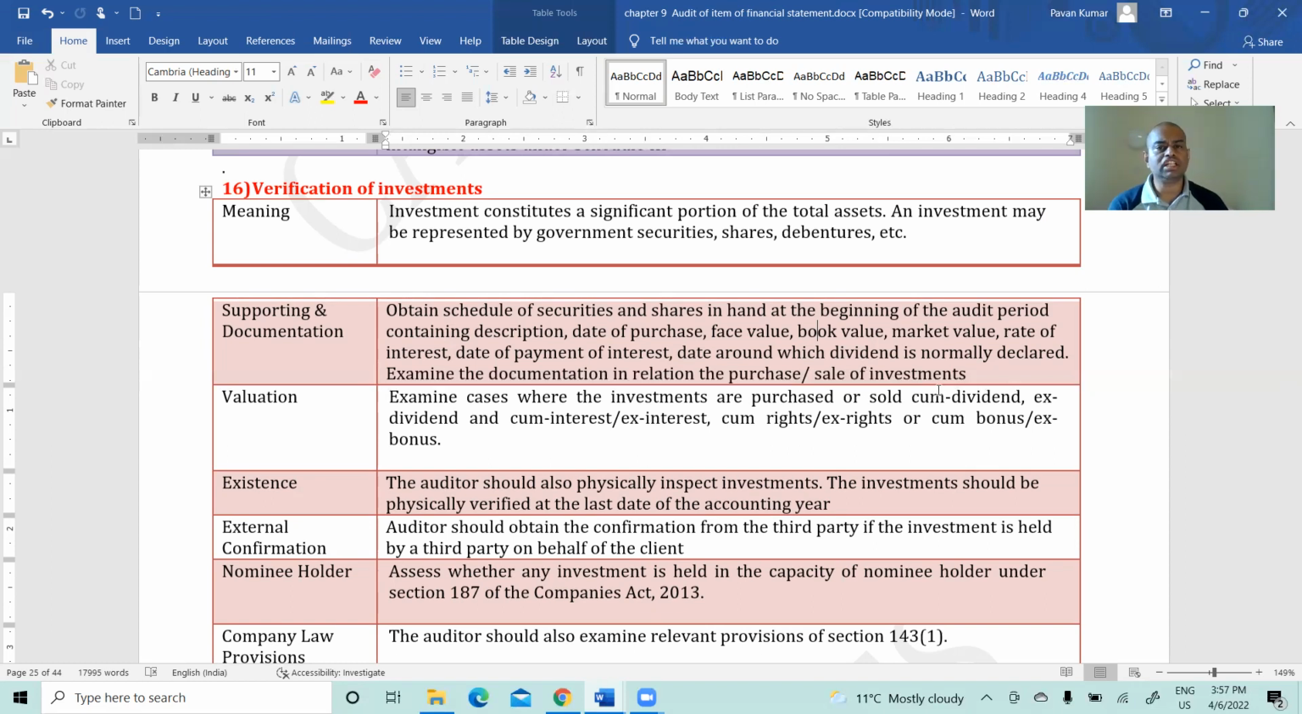You understand? You can go to Zerodha console and download all these statements: short-term capital gain, long-term capital gain statement. For tax purposes, they'll give you. Okay, continue.